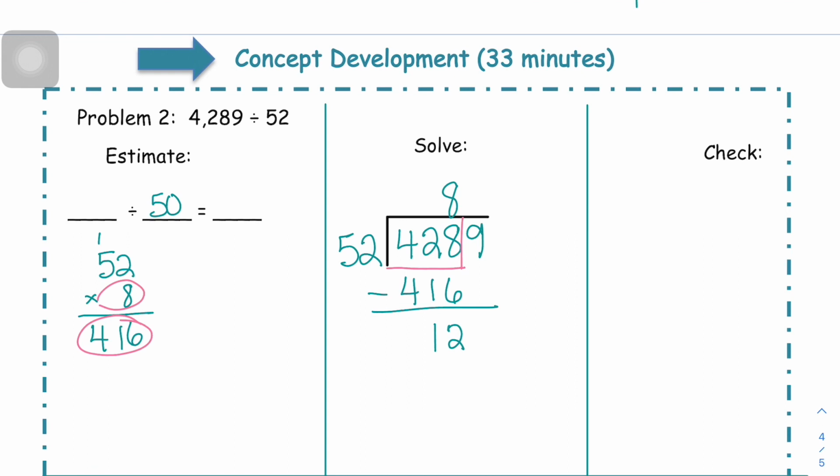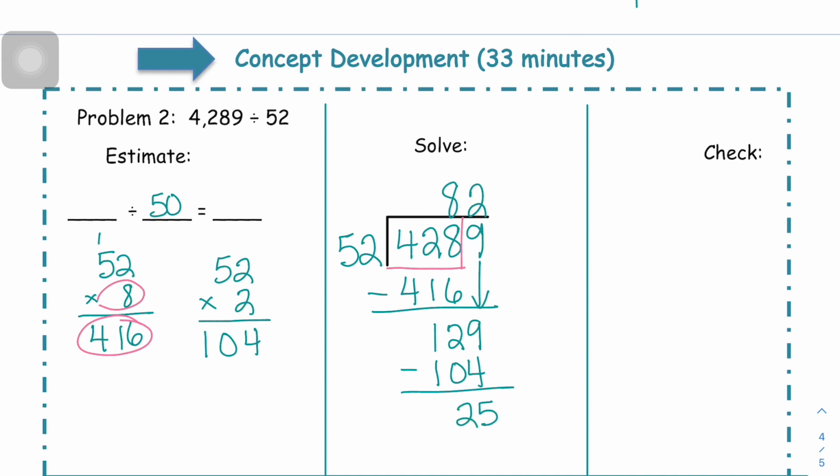So now 12 is less than 52. I can bring down my 9. So I'm going back to the number of 50. I'm thinking of 50. How many times would 50 go into 129? So if you're thinking 2, that's what I'm thinking. So I'll take my divisor times 2, and that's going to give me 104. Looks like it's going to work. And my remainder is 25. So remainder 25.